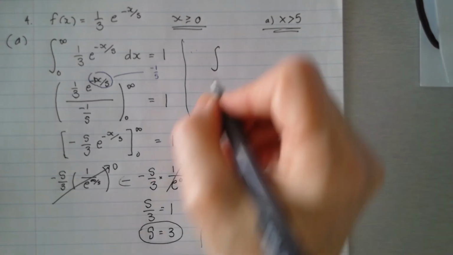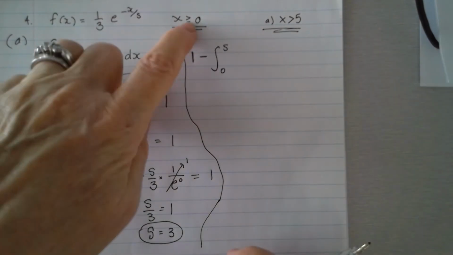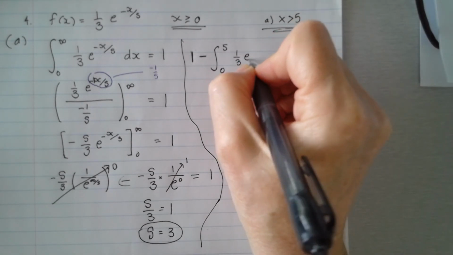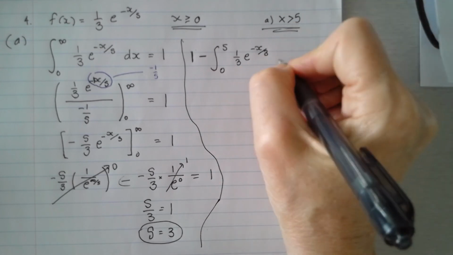This is what I'm going to do. I'm going to go 1 minus from 0 to 5. You know what I'm saying? When I want to know when x is bigger than something, do the less than and subtract it from 1. Okay? So 0 to 5, from where it starts up to 5, of 1/3 e to the negative x on 3, that's better, dx.